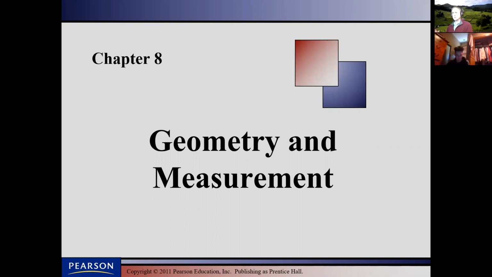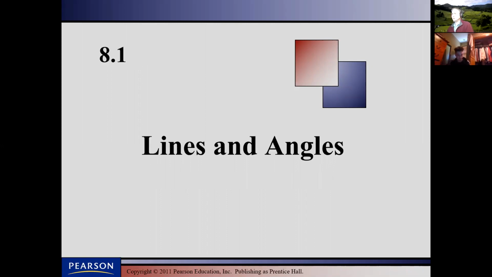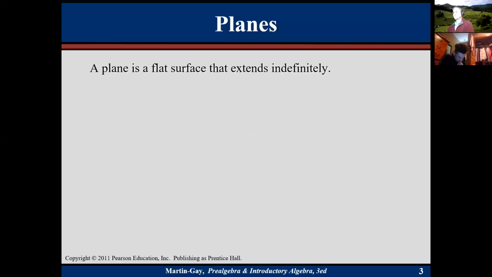So we went to this online book, but it doesn't have a specific chapter in geometry. So as a substitute, I'm going to use the PowerPoint presentations that you can download from the Pearson website for this Martin Gay book. The first section is section 8.1, and it's all about lines and angles. Some of this we covered when we worked with triangles a few weeks ago, so I thought I would go through some formal definitions of what lines and angles are and a little bit of background geometry.